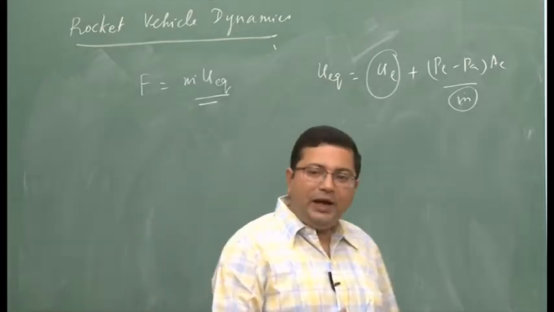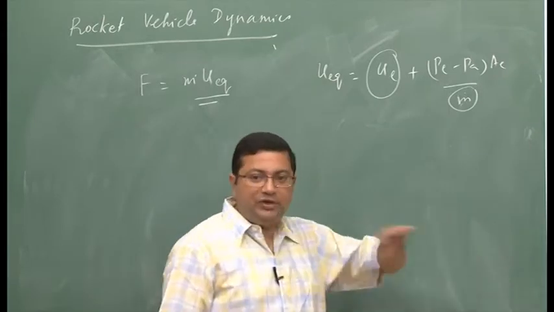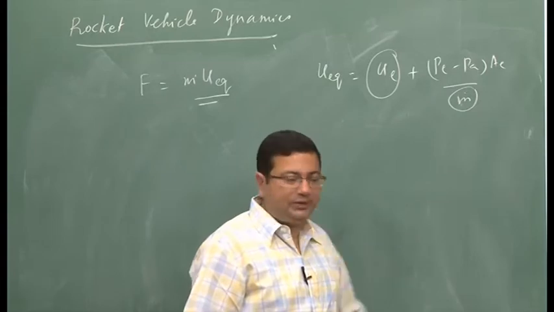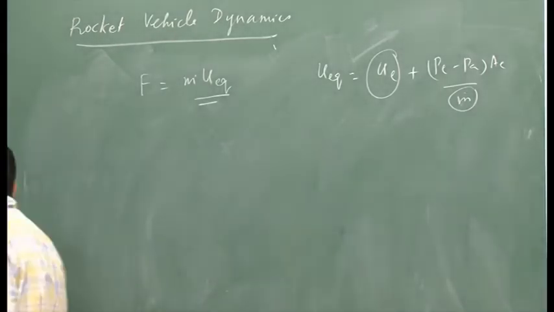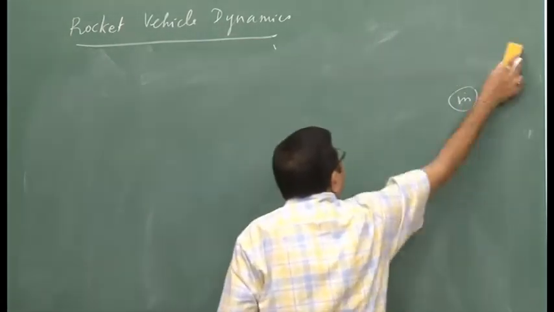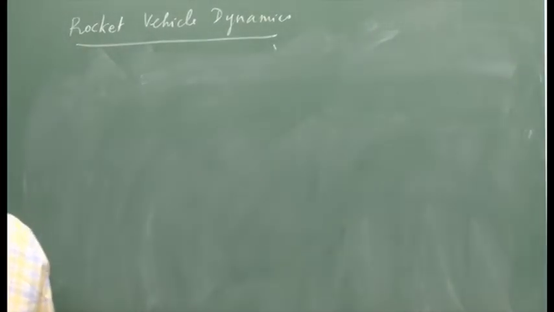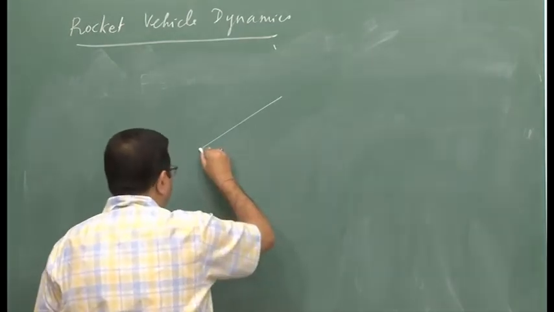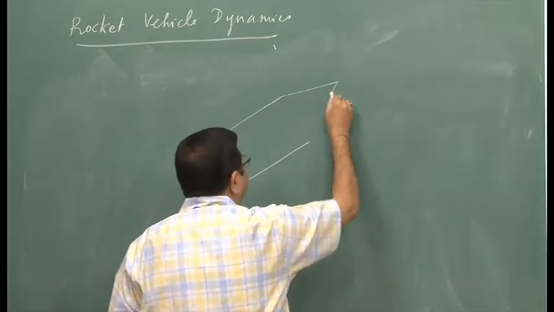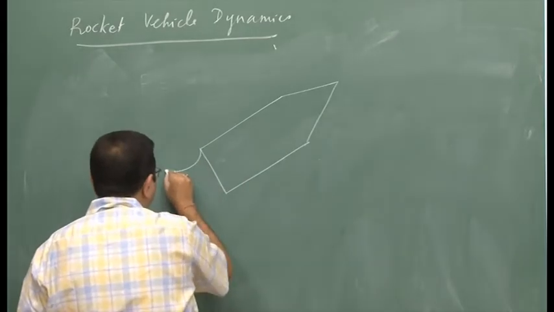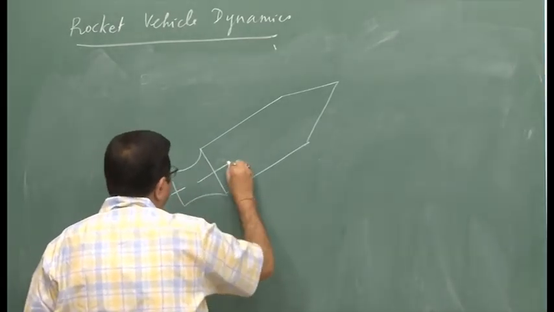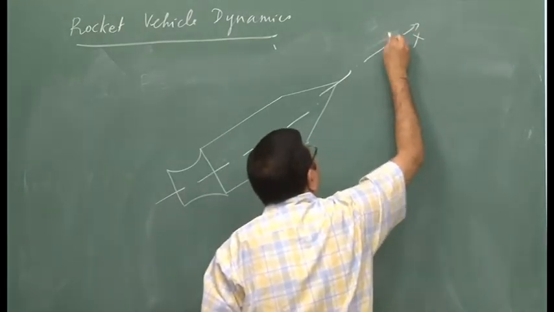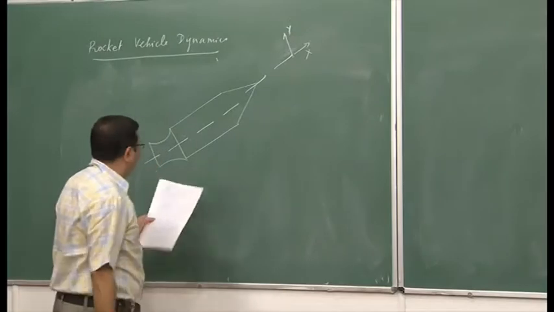So, now what we would like to do is derive the same expressions that we have derived for the velocity and height in terms of these parameters. So, we will reconsider the same vehicle with the same flight conditions and consider we have an accelerating rocket. Let us consider an accelerating rocket given like this. This is the axis of this rocket along the x direction. This is the y direction.